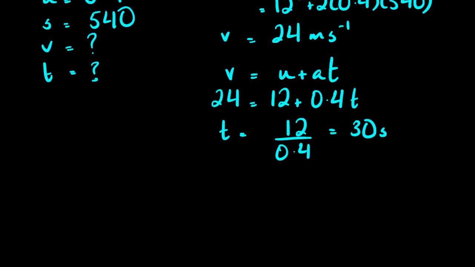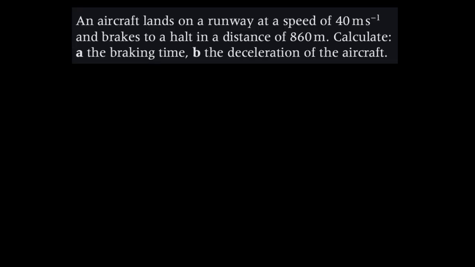Let's do a bit more. Some more questions. So the final question is this, a slightly different flavor of question involving deceleration now. An aircraft lands on a runway at a speed of 40 meters per second and brakes to a halt. So what does braking to a halt mean now? It means that the final velocity is 0 in a distance of 860 meters. Calculate the braking time and, in part B, the deceleration of the aircraft.